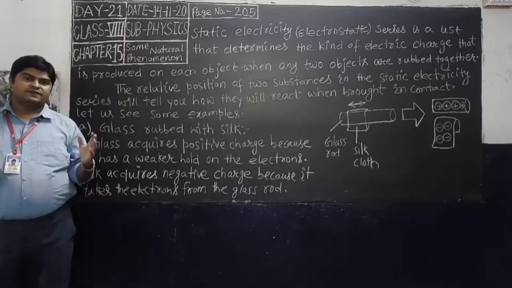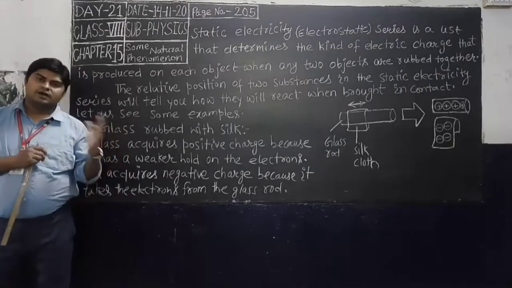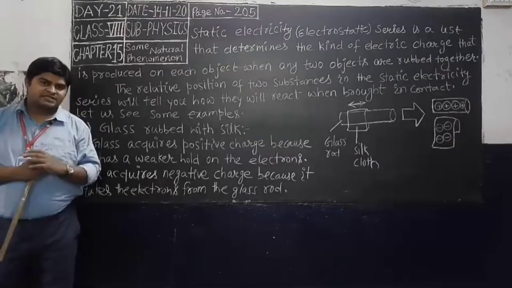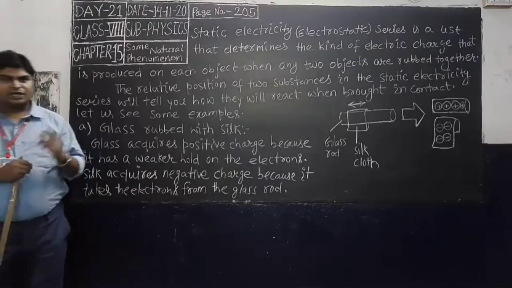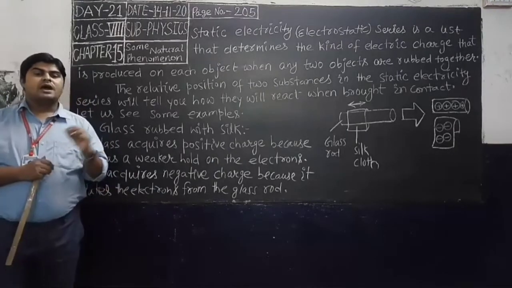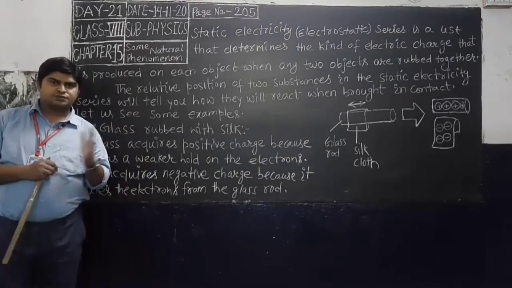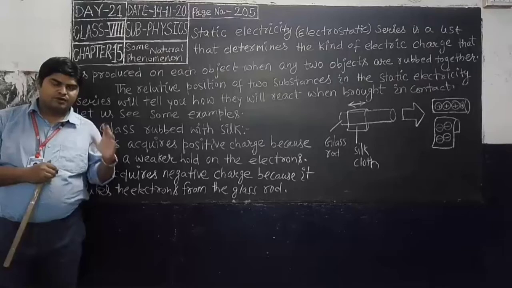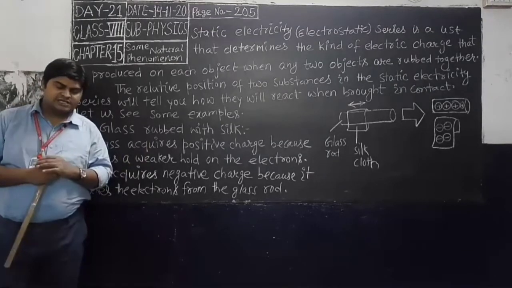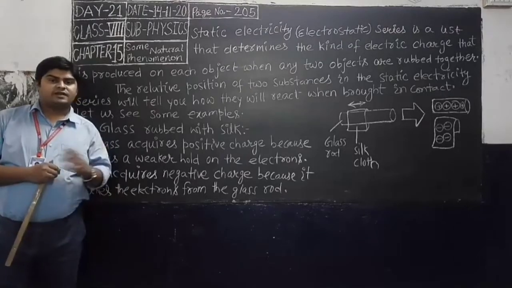Welcome to day 21. As you know, in day 20 I discussed the transfer of charges. That means when you rub two objects, negative charge moves from one body to another. I explained with a figure, taking two objects P and Q. P leaves some electrons to Q, so Q acquires more negative charge than in its initial state. So Q is negatively charged after rubbing, and P is positively charged.